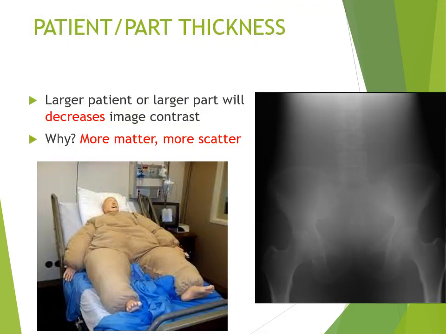Additionally, a larger part or patient will also decrease image contrast. Why? Well, the same: more matter, more scatter. So the more matter there is, more scatter will be produced. And that's why the image is so gray.